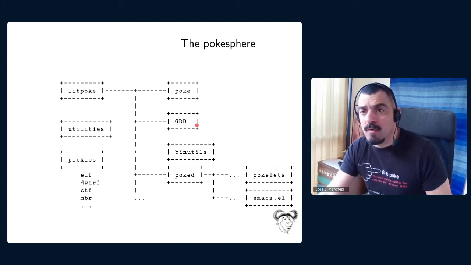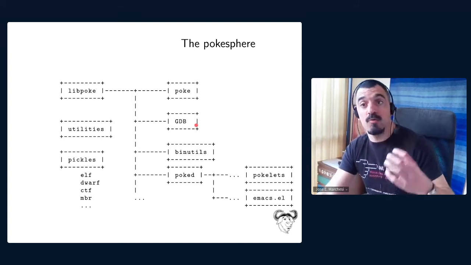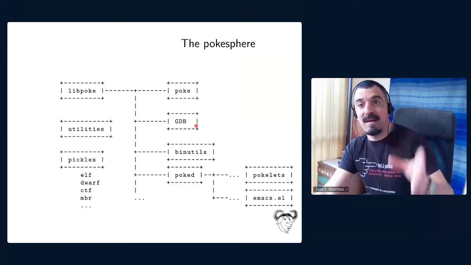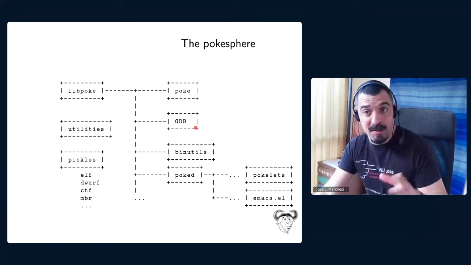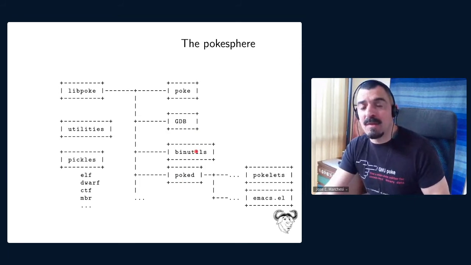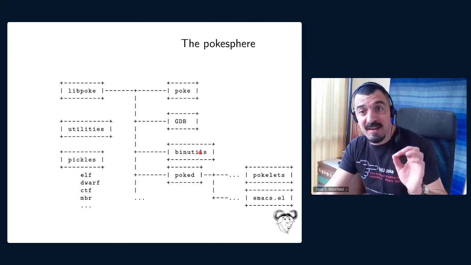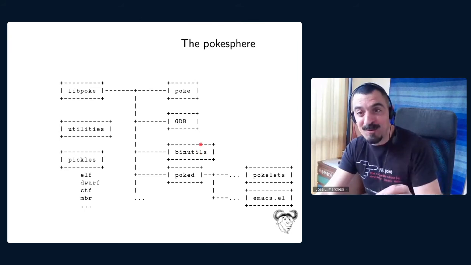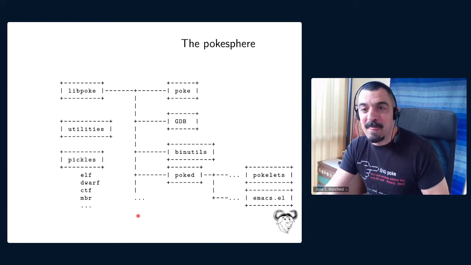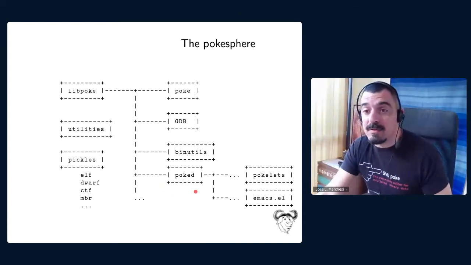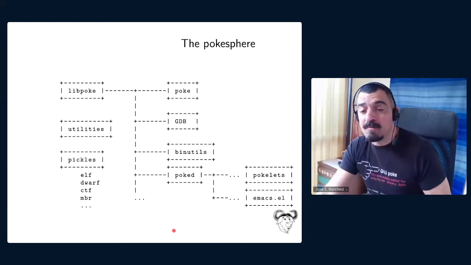And for example, for GDB, from GDB you can poke data in buffers in the programs you are debugging. It's quite cool. Also in binutils, because I am integrating poke in the assembler. So in the assembler, you can specify data directives and you specify poke code. And also lately, the family is growing because there is this poke daemon, which was added recently. Then you can connect to that daemon in certain channels, and we call them pokelets.